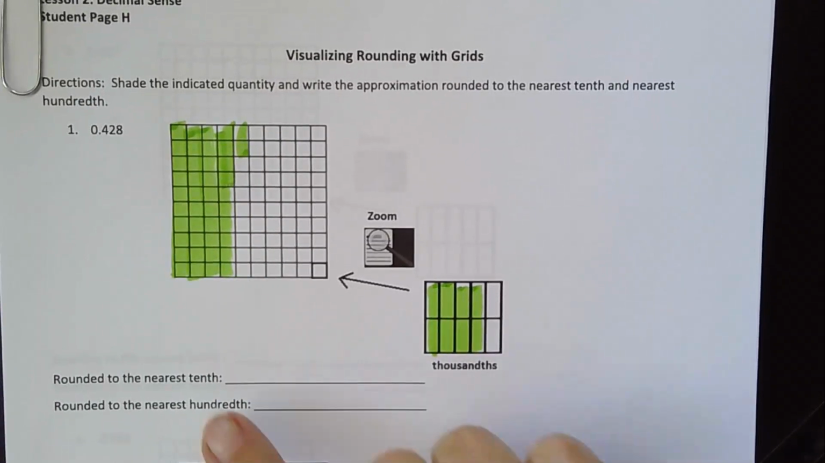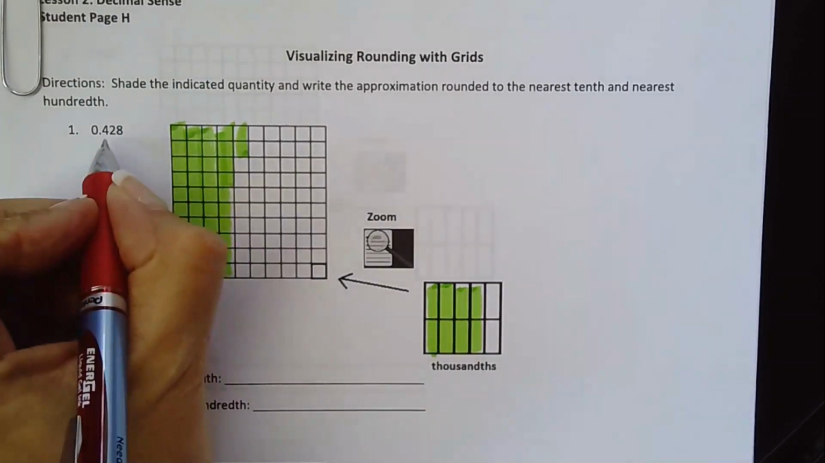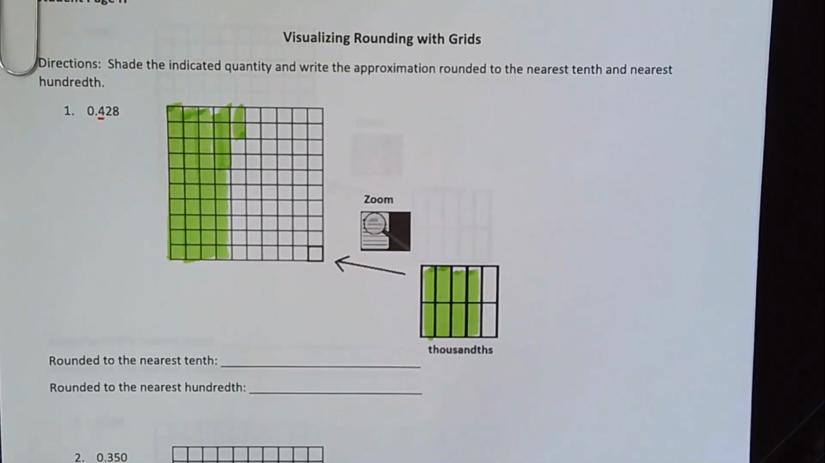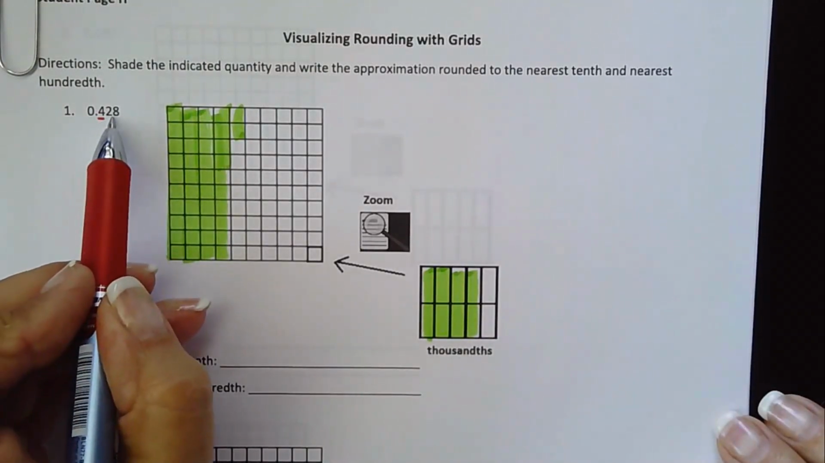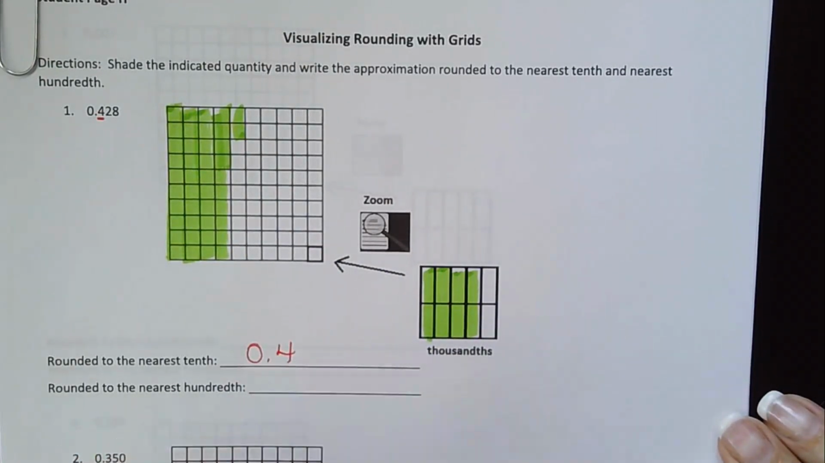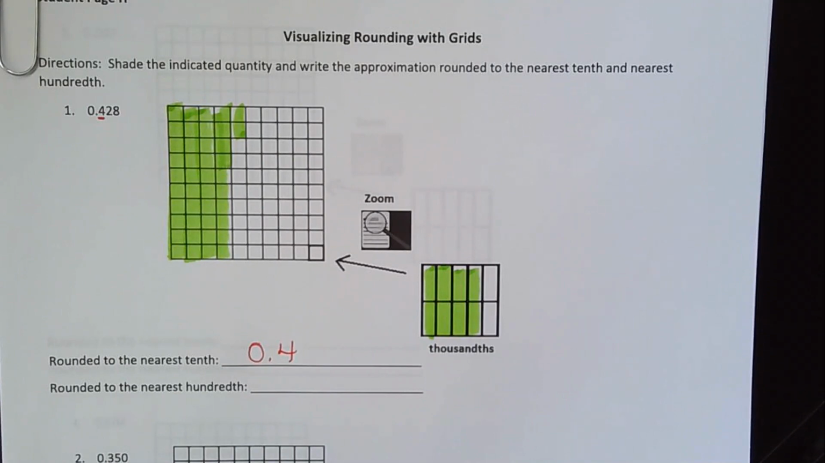So when it says rounded to nearest tenth, I immediately go to the tenths place and underline it. And then I say to myself, does it stay 4 or become 5? Only two choices. It either stays itself or goes up 1. 4 followed by a 2 stays 4. So it would just be 0.4. You don't write anything else because tenths place only has one decimal place.